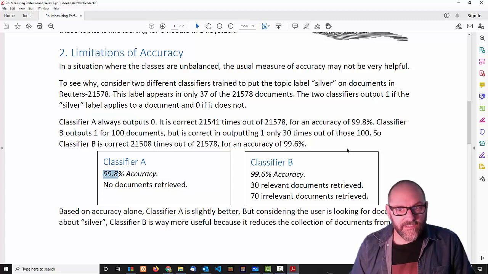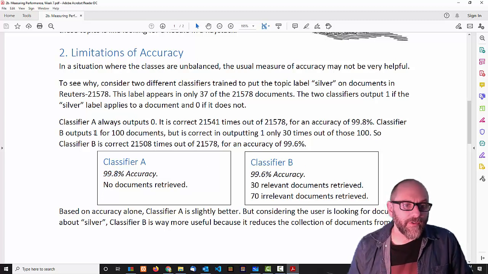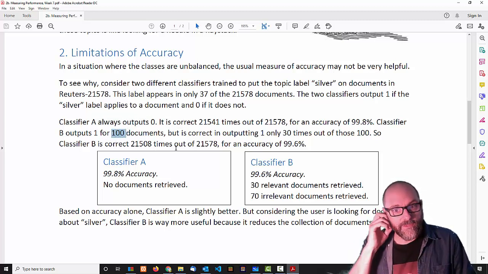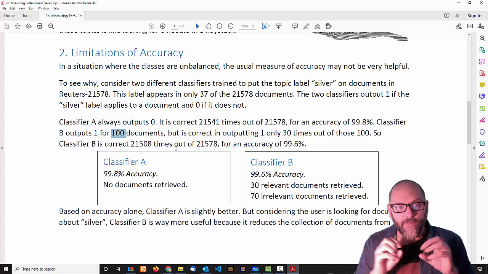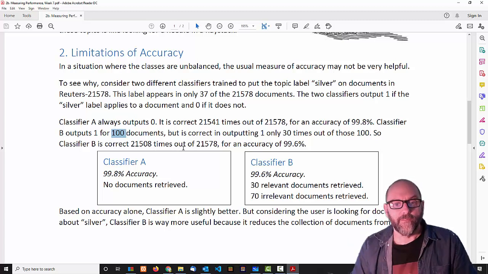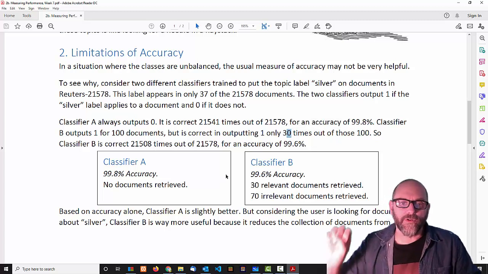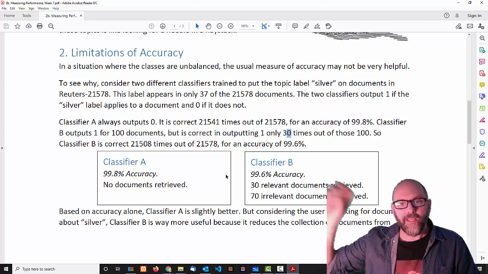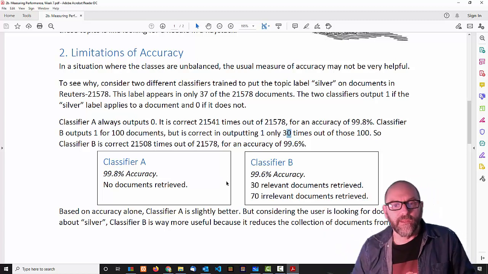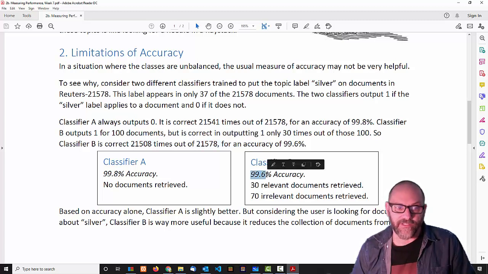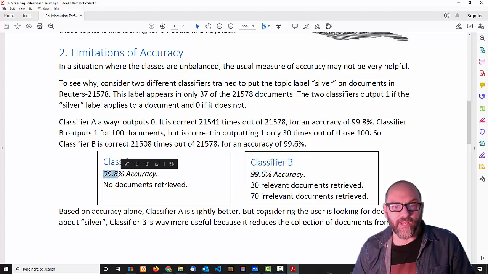Now the next classifier outputs silver for 100 documents. So out of 21,578 documents that you give it, it predicts that 100 of those are about silver, but it's not very precise. It's correct only 30 times out of those 100. So it produces 100 documents and says these are about silver, and it's only right 30% of the time. If you compute the accuracy, it turns out it's correct this number of times out of 21,578. So it has a lower accuracy, 99.6% instead of 99.8%.